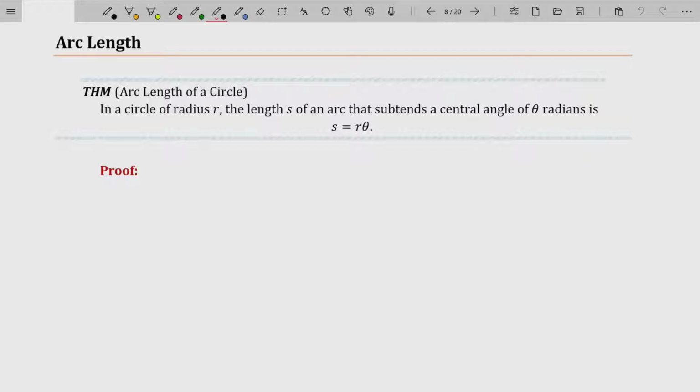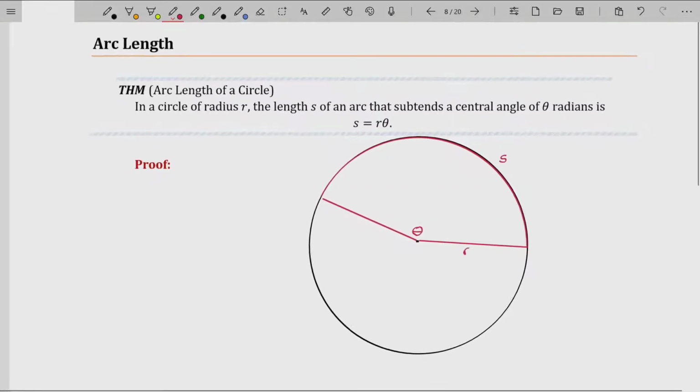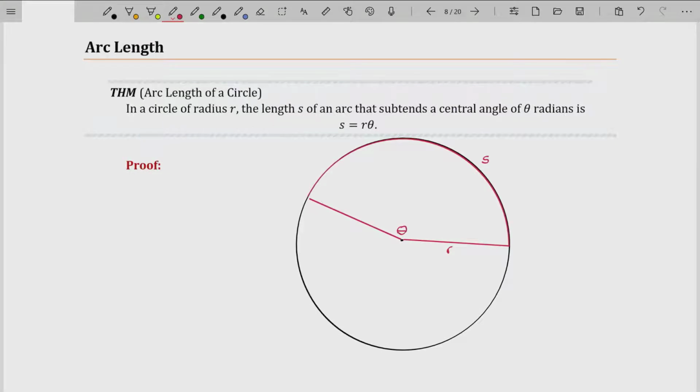So, arc length. In a circle of radius r, the length s of an arc that subtends an angle of theta radians is s equals r theta. So this is what this means here. You have an arc length s, you have a circle of radius r, and you have an angle that the arc subtends, and that angle is theta. So the formula is s equals r theta.